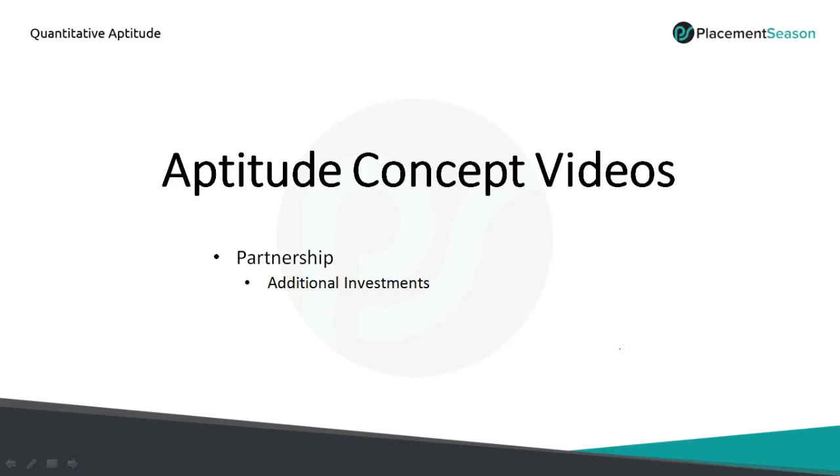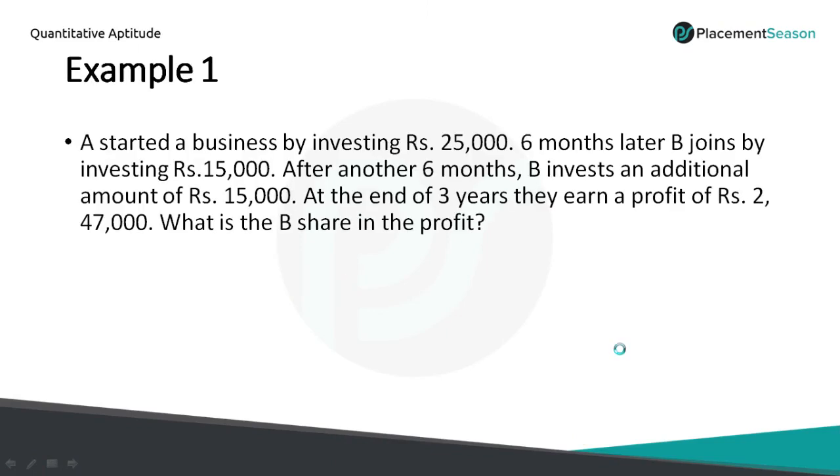Partnership. Let's discuss the problem based on additional investments. A started a business by investing rupees 25,000. 6 months later, B joins by investing rupees 15,000. After 6 months, B invests an additional amount of rupees 15,000. Means that B has invested 15,000 in 2 different time periods. Let's discuss the problem based on this.